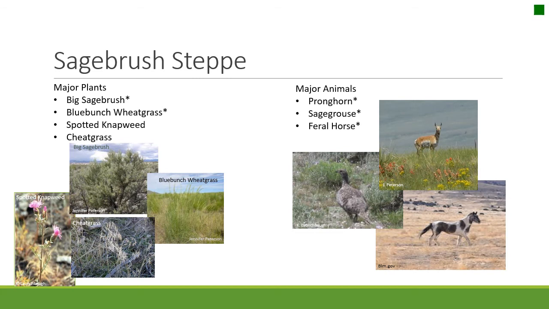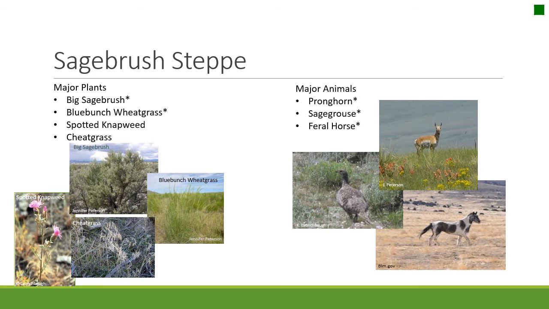They actually rely on sagebrush. So even though we learned earlier in class that sagebrush has these essential oils and terpenes, sage grouse are able to use those for energy, especially in the winter. So sage grouse are one example of an animal that is an obligate to this ecoregion. It requires sagebrush in its life cycle.